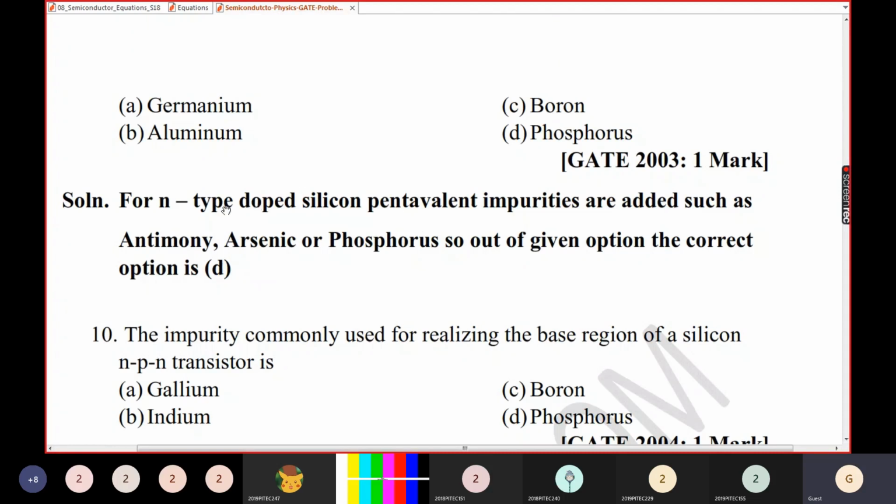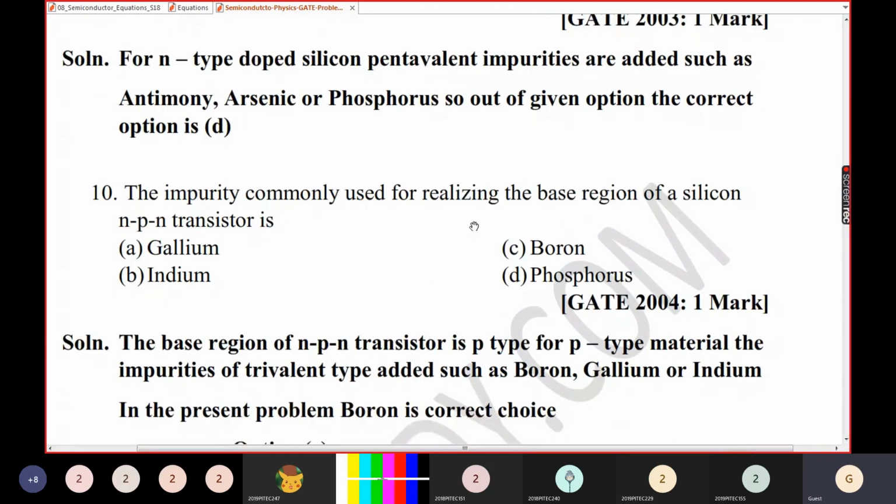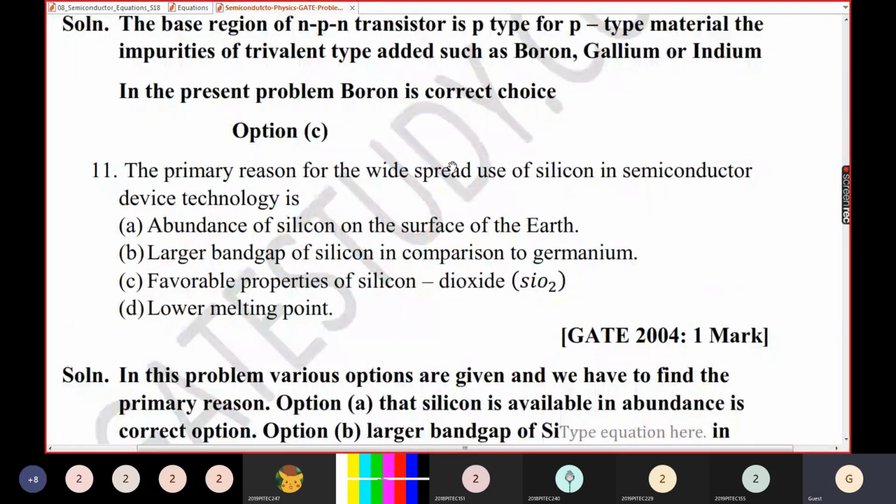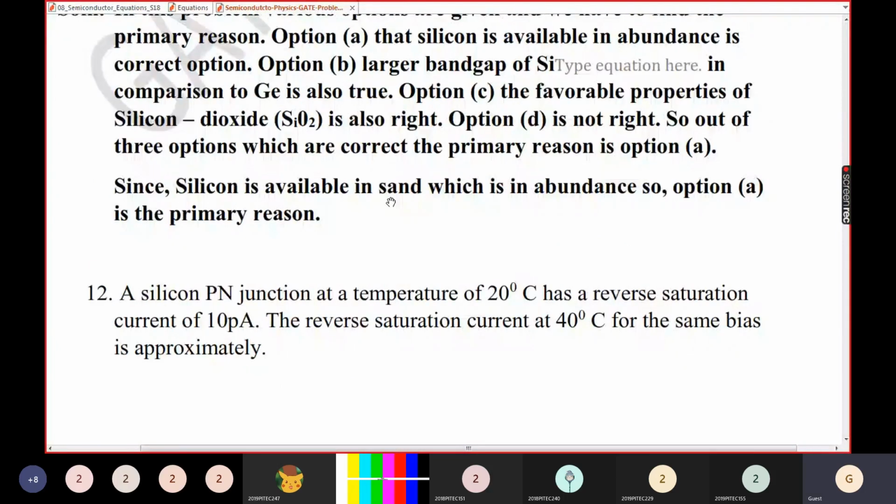For N-type doped silicon, pentavalent impurities are added. So impurities are present, and you have to account for those impurities. That's what we have discussed. By using phosphorus, you can directly do it. Next, the impurity commonly used for realizing the base region of a silicon NPN transistor. So you can use indium as one material for realizing the impurities present in NPN transistors. We will look at the problem later. These things you can study. I will tell you about the problem here.